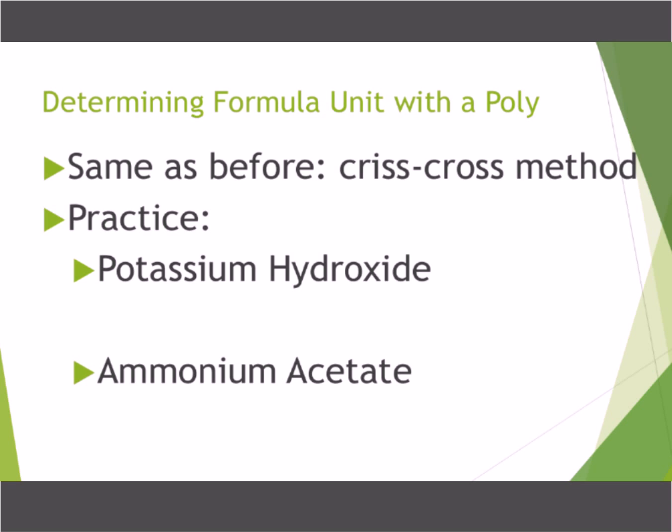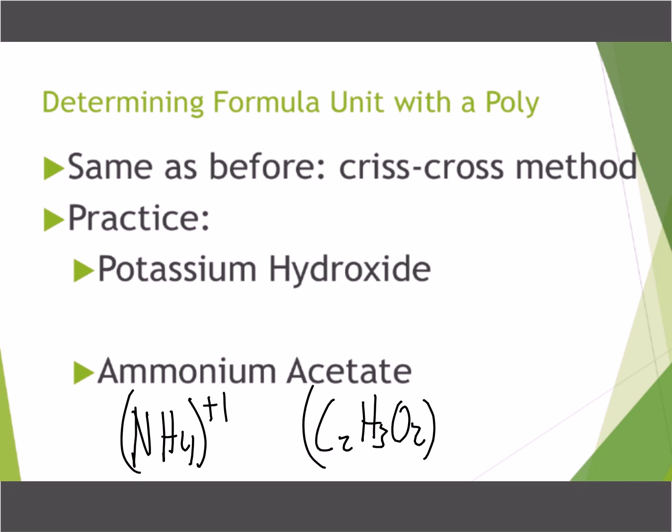All right, so we did potassium hydroxide yesterday, ammonium acetate. You guys were doing that on your own. Again, write your charges first. All right, ammonium NH4 plus 1. Acetate, one of the formulas is C2H3O2. All right, we do our crisscross method. Cross them over, become subscripts.